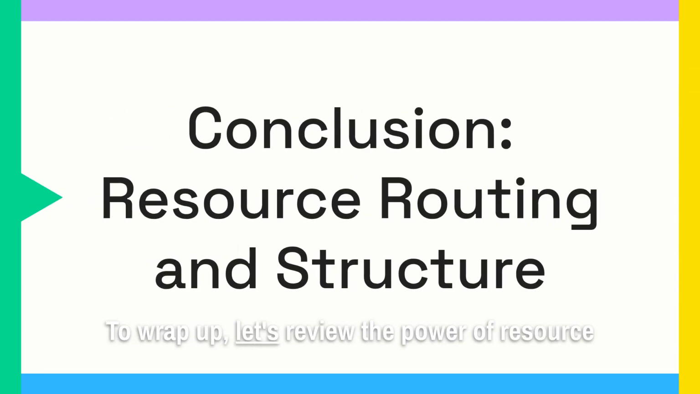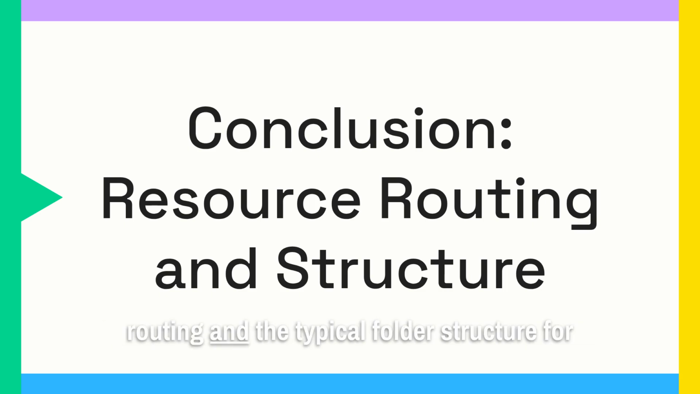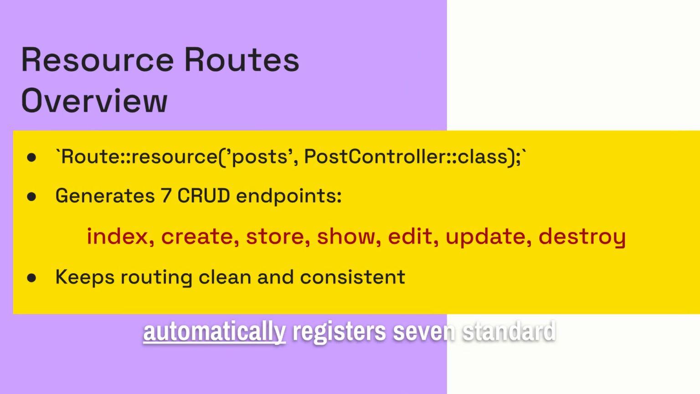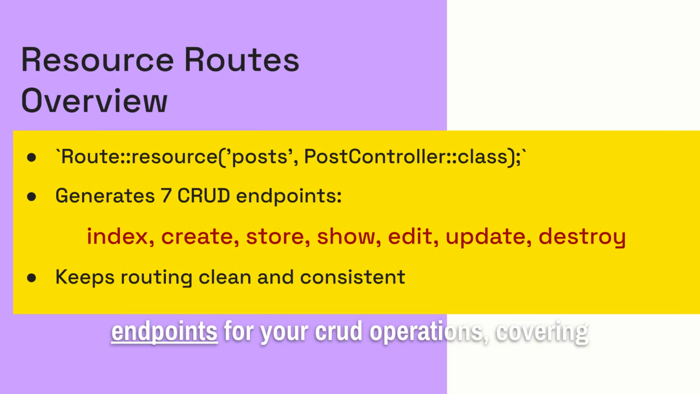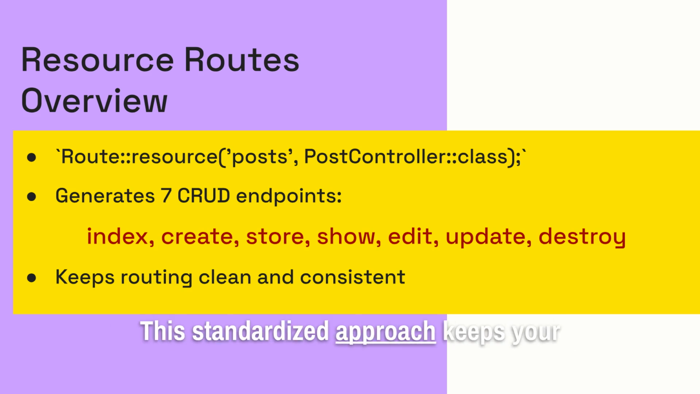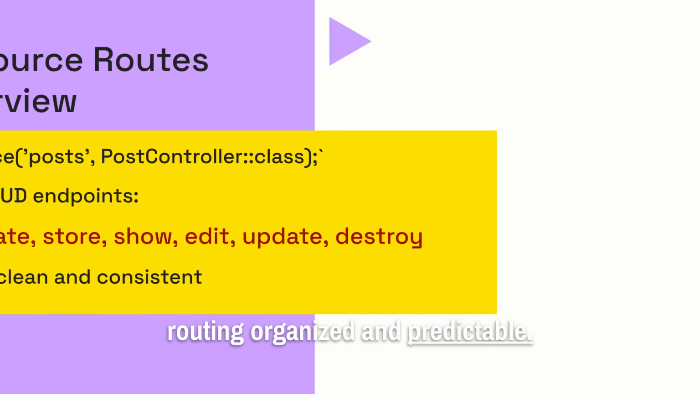To wrap up, let's review the power of resource routing and the typical folder structure for organized CRUD development in Laravel. The single Route::resource command automatically registers 7 standard endpoints for your CRUD operations, covering all methods from index to destroy. This standardized approach keeps your routing organized and predictable.